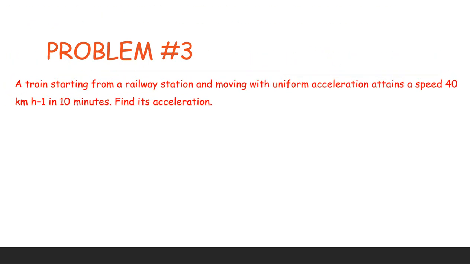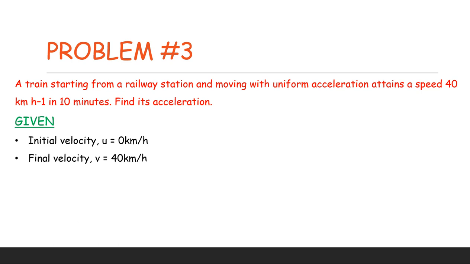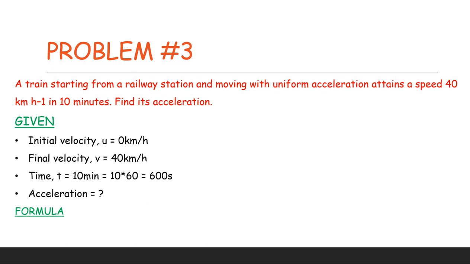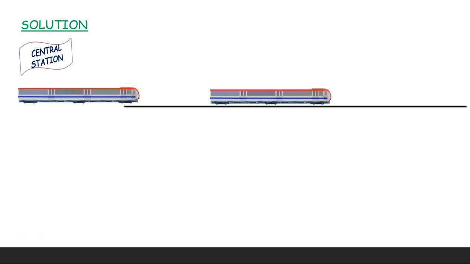Let us see our next problem, in which a train starting from a railway station and moving with a uniform acceleration attains a speed of 40 km per hour in 10 minutes. Find its acceleration. This is also direct, where the initial velocity is 0 because it is starting from a stationary state, and the final velocity attained is 40 km per hour. Time is 10 minutes, which I have converted to seconds, which is 600 seconds. We have to find the acceleration. We know the formula. We are going to substitute.